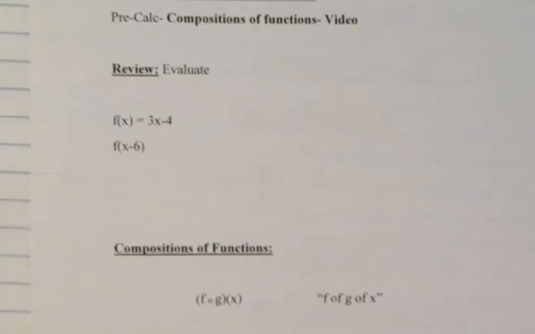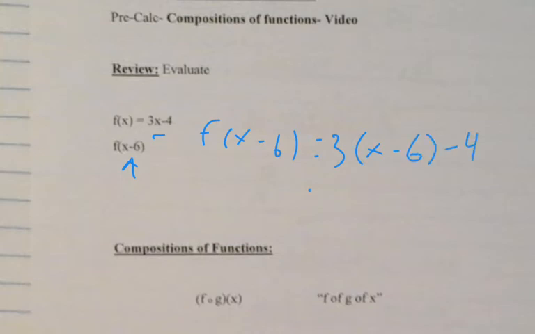Alright, today we're going to talk about composition of functions. First we're going to review. So we have f of x equals 3x minus 4, and we want to find f of x minus 6. So remember, here is our input. We are inputting this for anywhere we see an x. So we see right here, there's an x here. So we have f of x minus 6 equals 3 times x minus 6 minus 4.